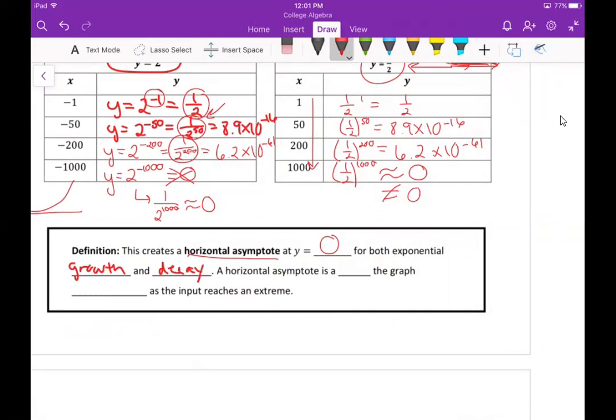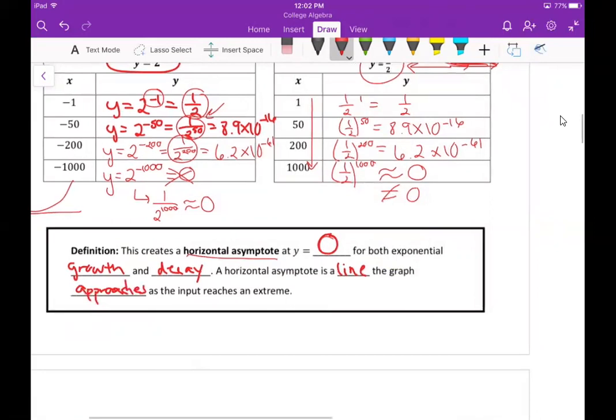That horizontal asymptote is just a line, right? Y equals 0 is a line that the graph approaches, but it will never actually get to. We're just going to get really, really close to 0, but we're never actually going to get an output of 0. There's no way for us to take a positive number to an exponent and get a negative output.